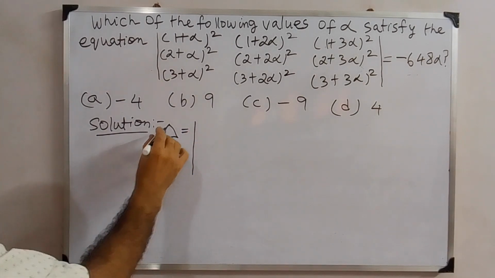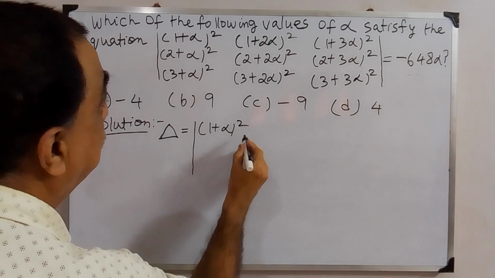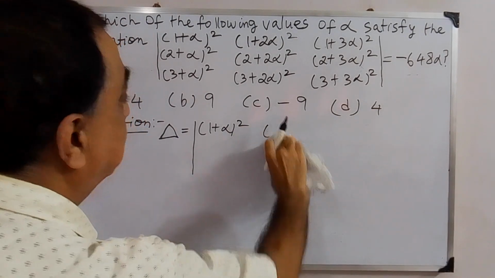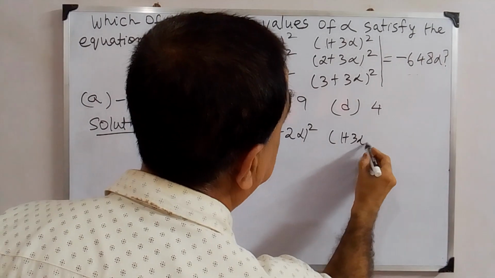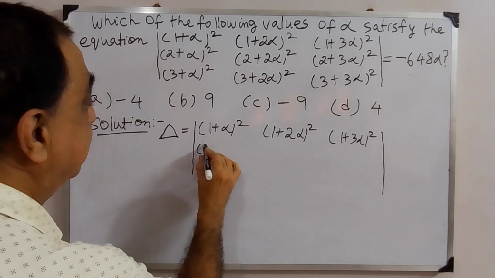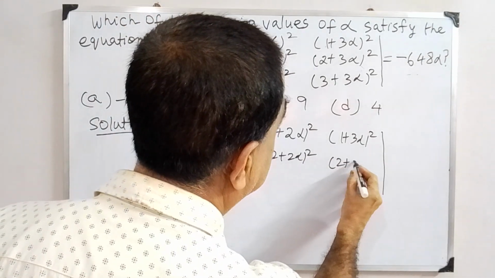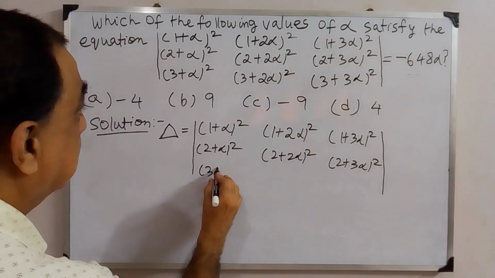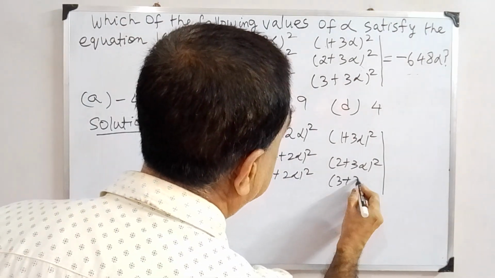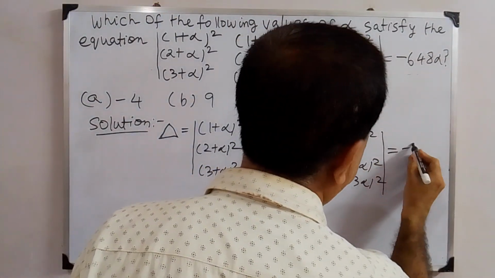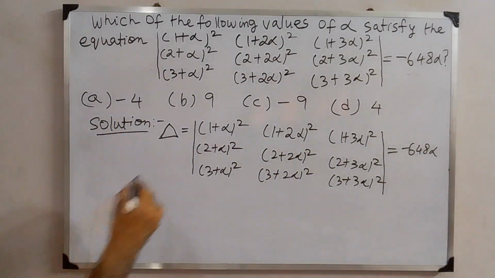So delta is equal to (1 plus alpha) whole squared, (1 plus 2 alpha) whole squared, (1 plus 3 alpha) whole squared; here it is (2 plus alpha) whole squared, (2 plus 2 alpha) whole squared, (2 plus 3 alpha) whole squared; (3 plus alpha) whole squared, (3 plus 2 alpha) whole squared, (3 plus 3 alpha) whole squared, equal to minus 648 alpha. Now expand each of these expressions.